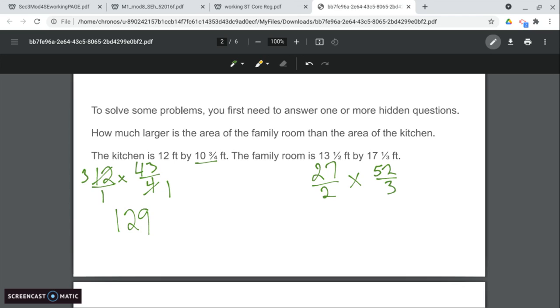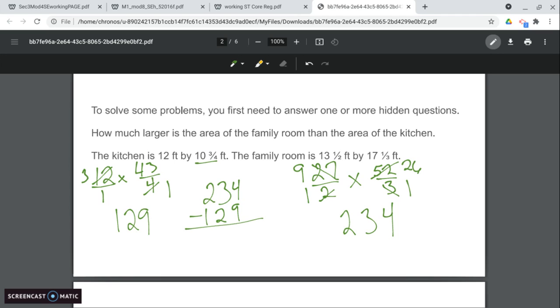Now, for our second one, once again, these are very large numbers, so let's simplify. 27 divided by 3 is 9, and 52 divided by 2 is going to give us 26. And so now we're just taking 9 times 26, which is going to give us 234. So now to find the difference, we're going to take 234 and we're going to subtract 129.